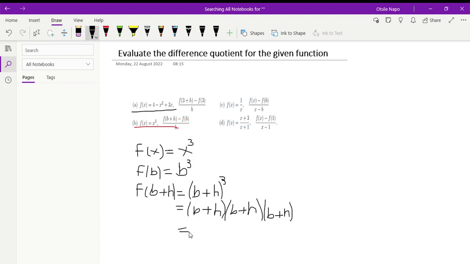So we are going to have b cubed. So I'll just write the final answer, which is b cubed plus 3b squared h, so you must work it out, then plus 3b h squared, then plus h cubed.